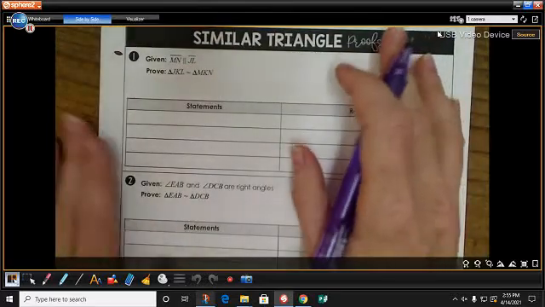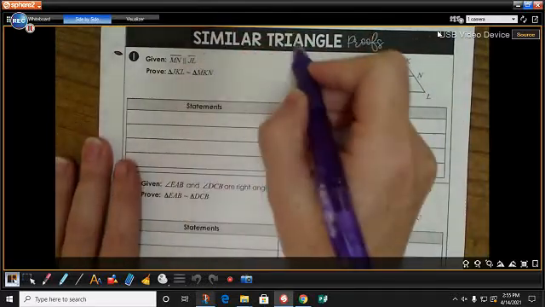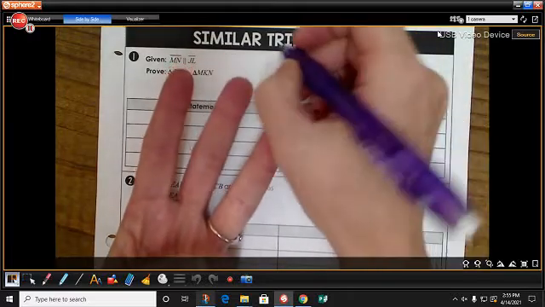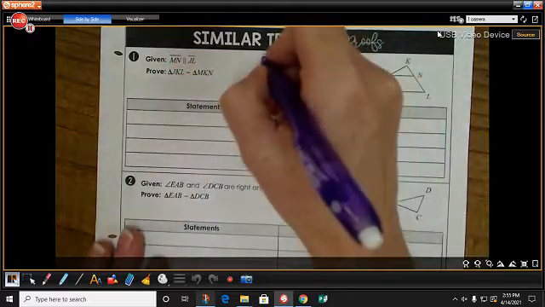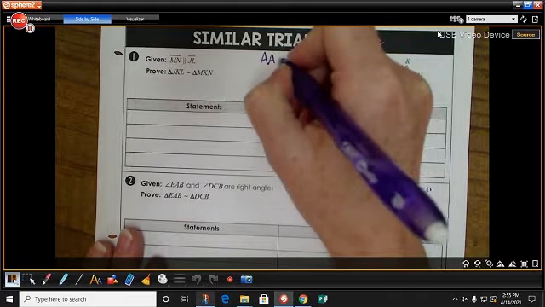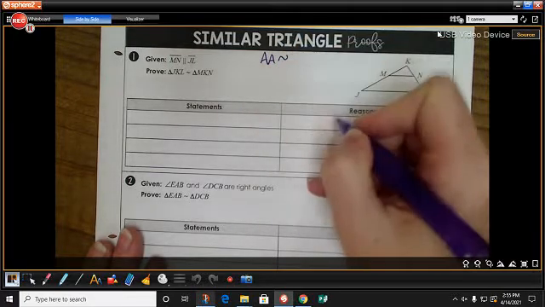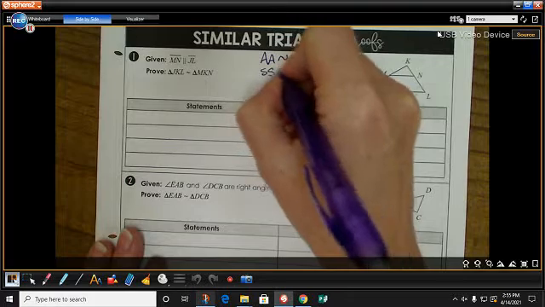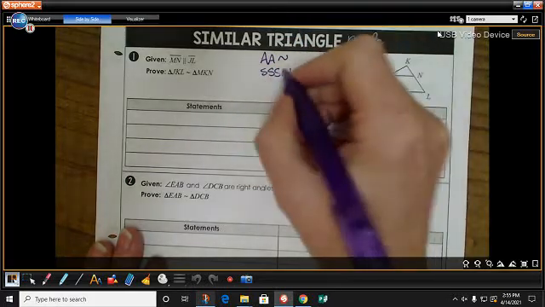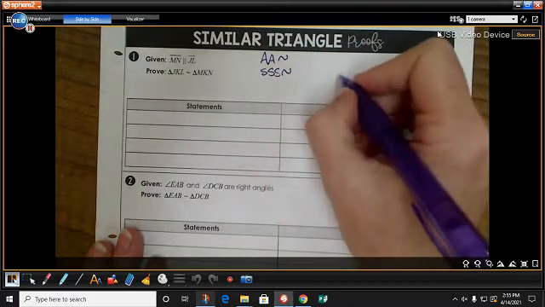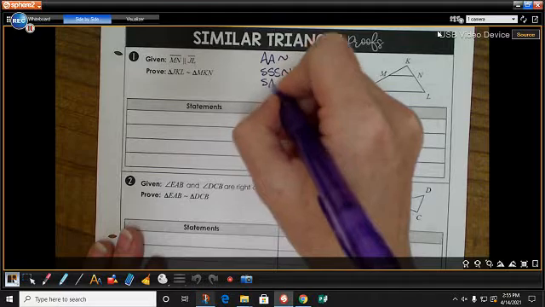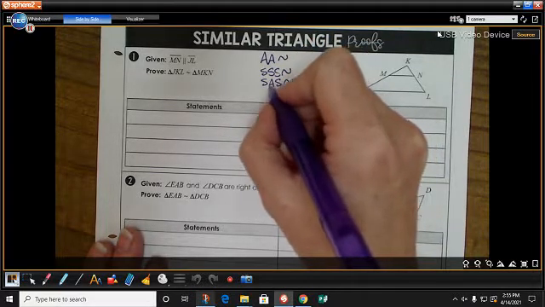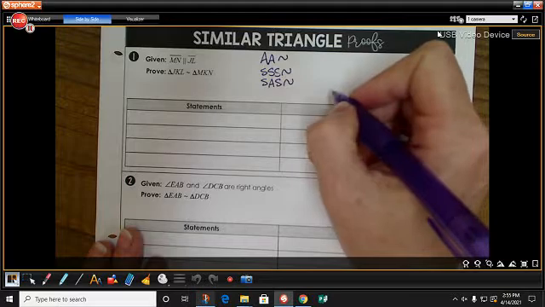And so the first thing we're going to start off with is reminding ourselves, how do we prove triangles similar? Remember, you always have three ways to prove triangles similar. You can prove them using two angles being congruent at the same time. That's angle-angle similarity. You can use side-side-side similarity, where you have all three sides proportional. Or you can do side-angle-side similarity, where you have two sides proportional and the included angle being congruent.